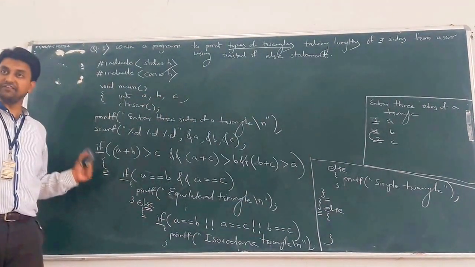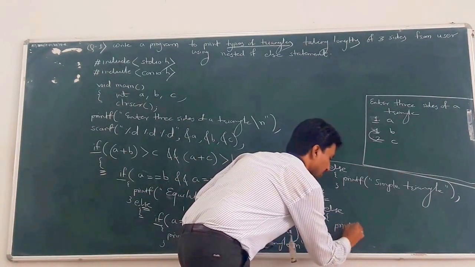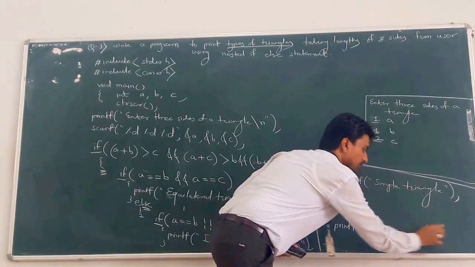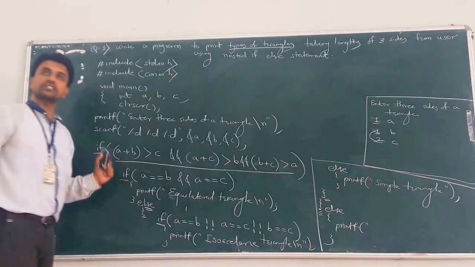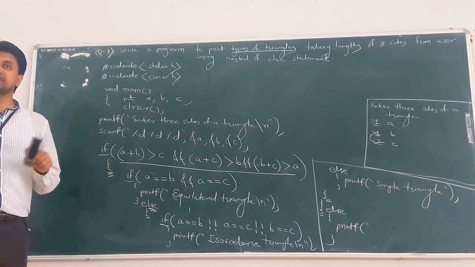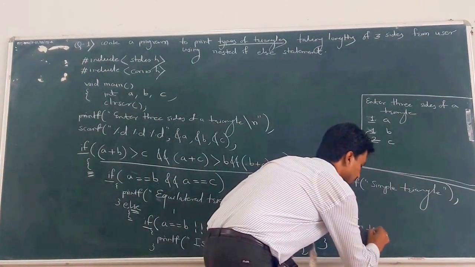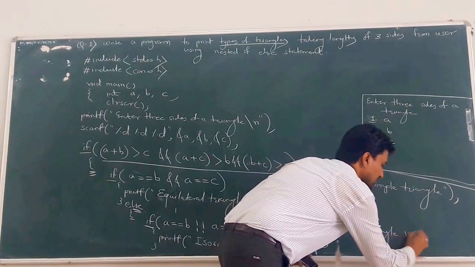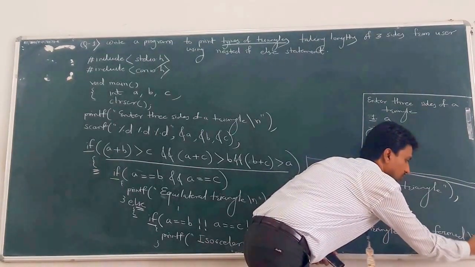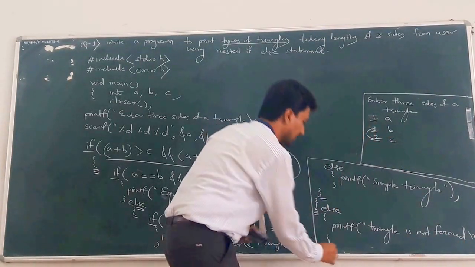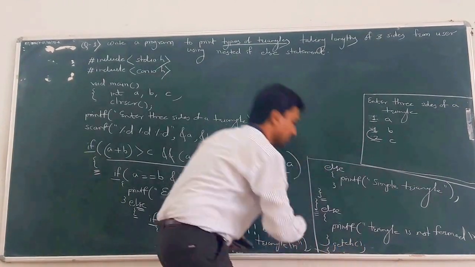Now what is the message here? printf. If this condition is false, the first condition is false, means the triangle is not formed. Okay, so give the message "triangle is not formed\n" double quotes complete, give semicolon, and the last statement is getch, and complete your main function.